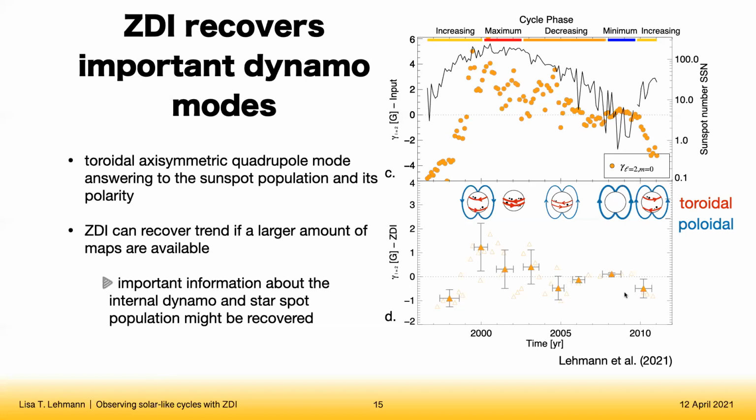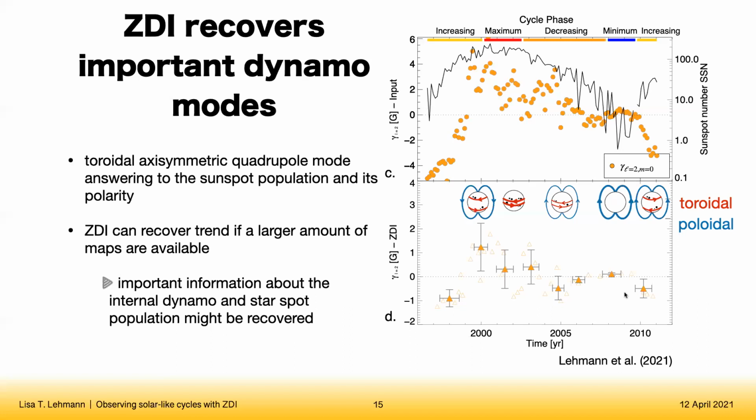But it looks so promising that it would be very, very interesting to check other stars, if this mode is also giving you some hints about the population of active latitudes, or if other stars don't have active latitudes or the starspot population behaves differently here.